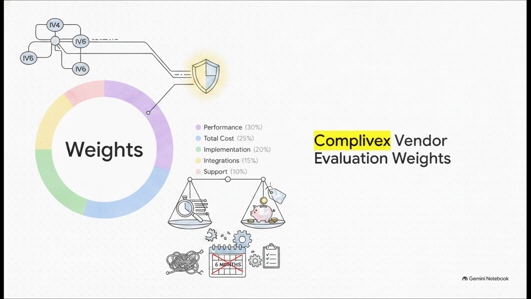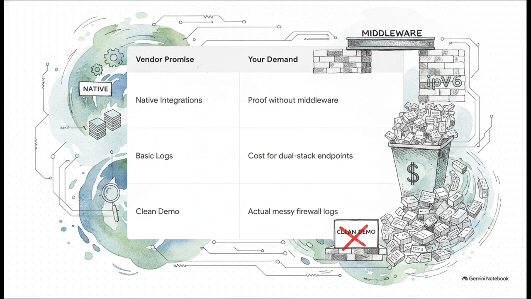Vendors who just hand you a basic feature checklist, yeah, they usually end up costing twice the quoted price and take half a year to deliver any actual value. You have to constantly push back and juxtapose what vendors promise with what you actually demand. They promise native integrations? Great. Demand proof it works without third-party middleware. They offer basic log collection? Don't accept that without demanding the true storage costs for full dual-stack endpoint visibility.